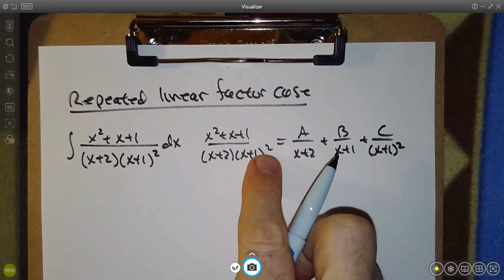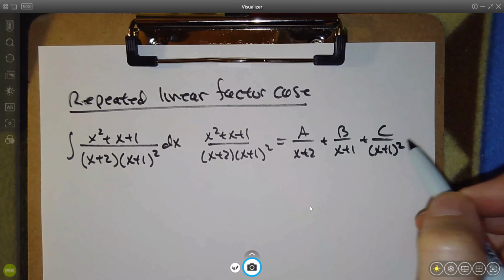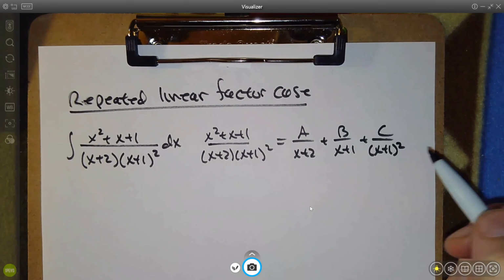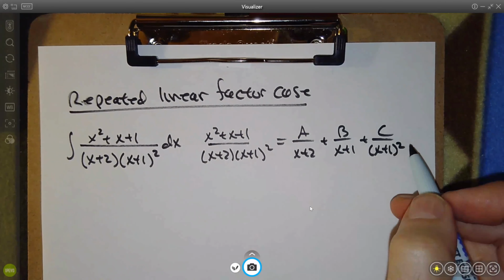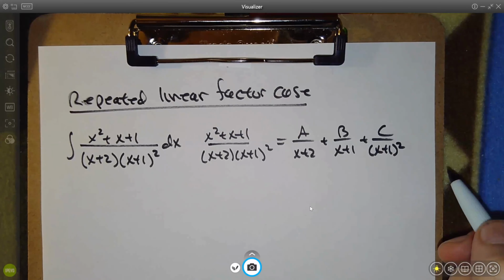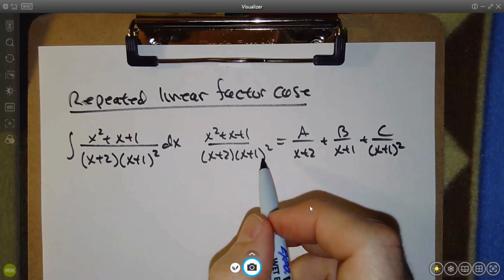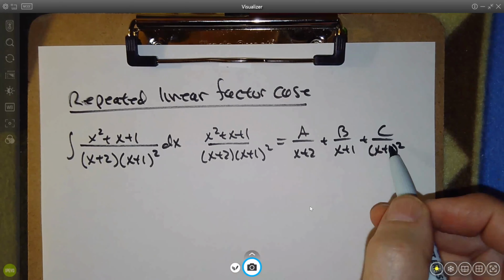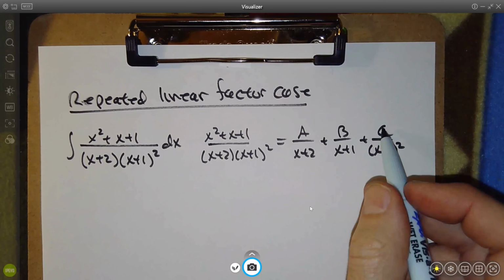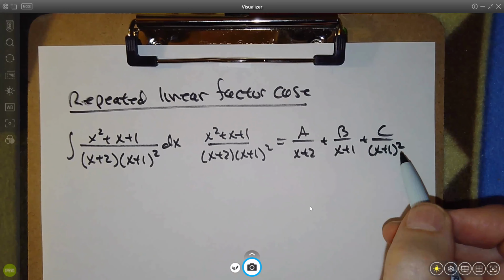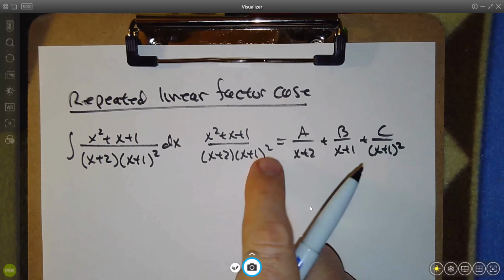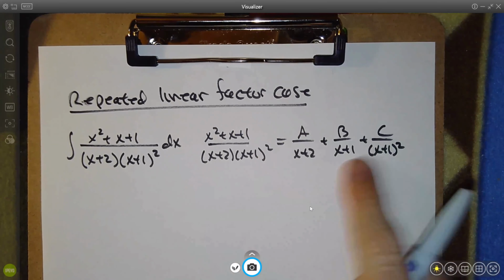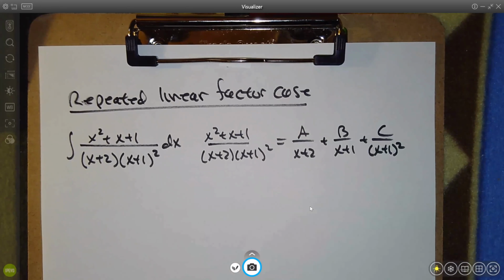Now, if this was cubed, then I'd have another term. I'd put plus D over x plus 1 cubed. Or if this was a fourth power, I'd go even farther, put E over x plus 1 to the fourth power, and so on. But for every exponent above 1, you're going to have a corresponding power in the denominator and a rational term like this. So it's going to keep on going up until you get to that number, starting with the number 1. All right, well, this one's going to get a little bit messier, but we'll see what we can do.